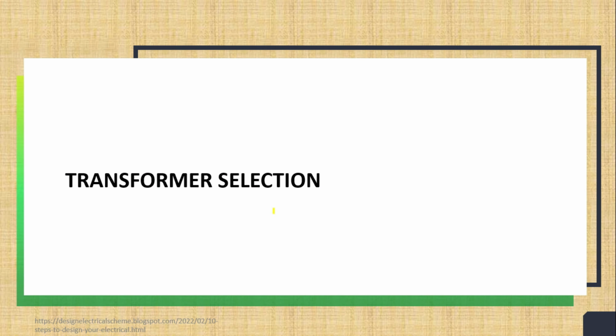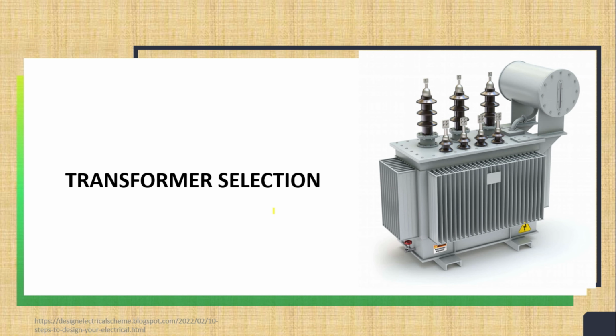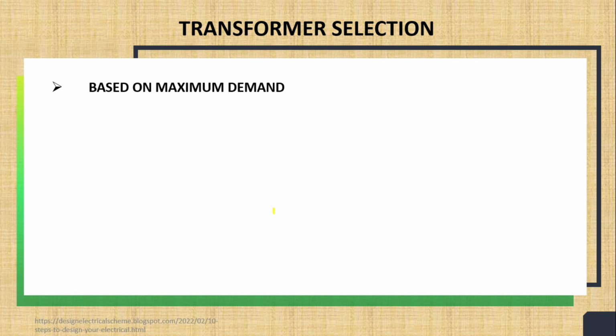Now let's start the tutorial for transformer selection. In transformer selection, we have to consider two parameters. First one based on maximum demand and second one based on largest motor capacity. And whichever gives you a higher value, we will select that value in order to select the transformer capacity.